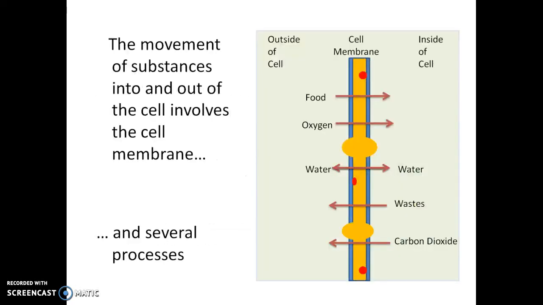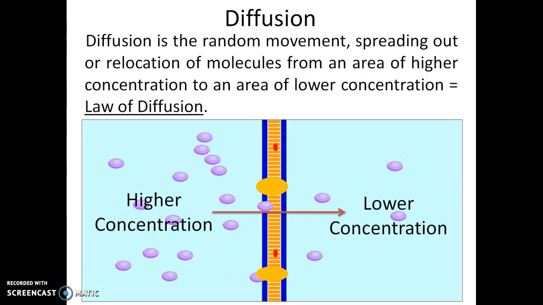And the movement of these substances into and out of the cell depends on your cell membrane and several processes that go with that cell membrane. So all of these processes we're going to talk about in this chapter deal with the cell membrane and what's happening. So stay tuned. Okay.